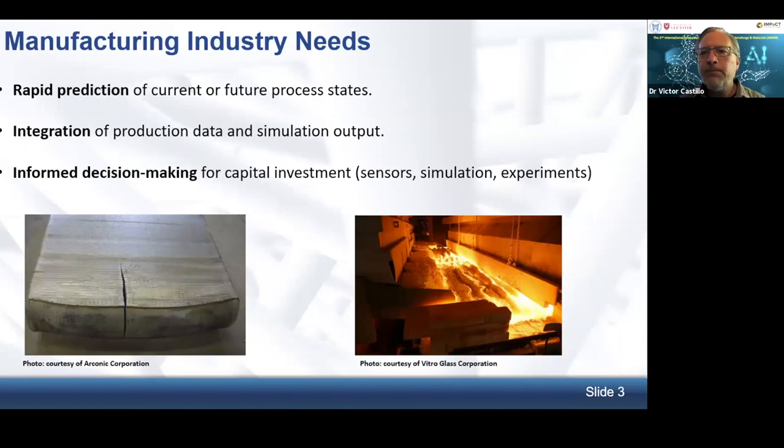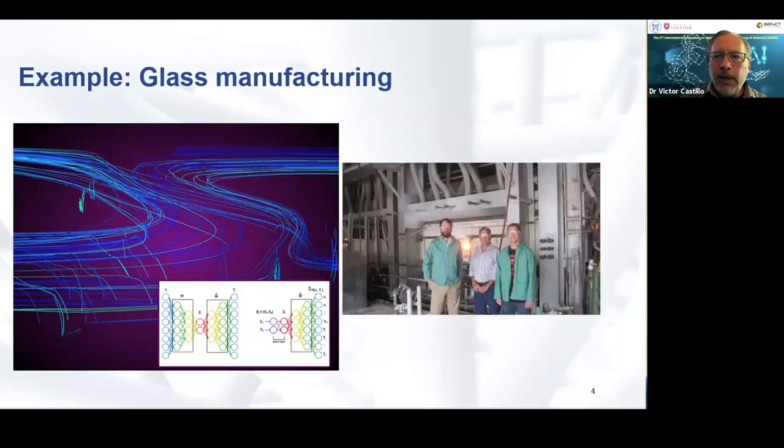in an informed way, and we also need to inform their decision making. Often they have decisions about whether they should put in more sensors, run more simulations, or do more experiments. So we can actually help them quite a bit in making those capital decisions. And so I'm going to give a couple of examples.